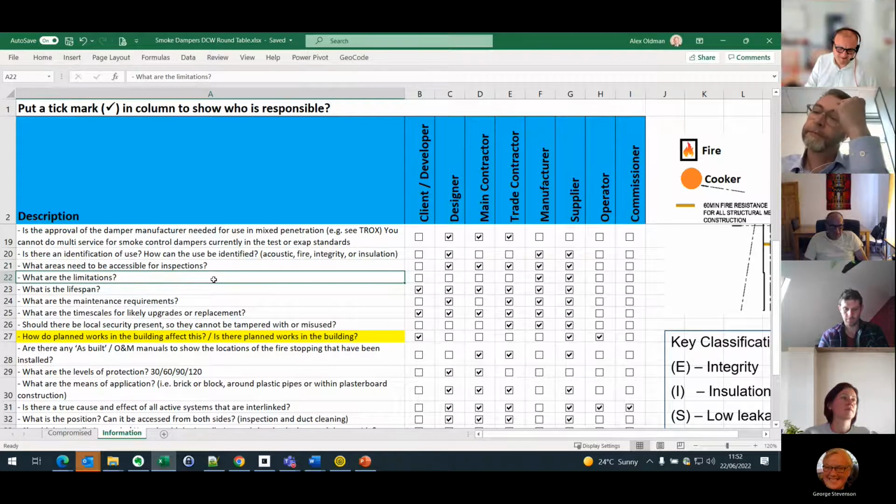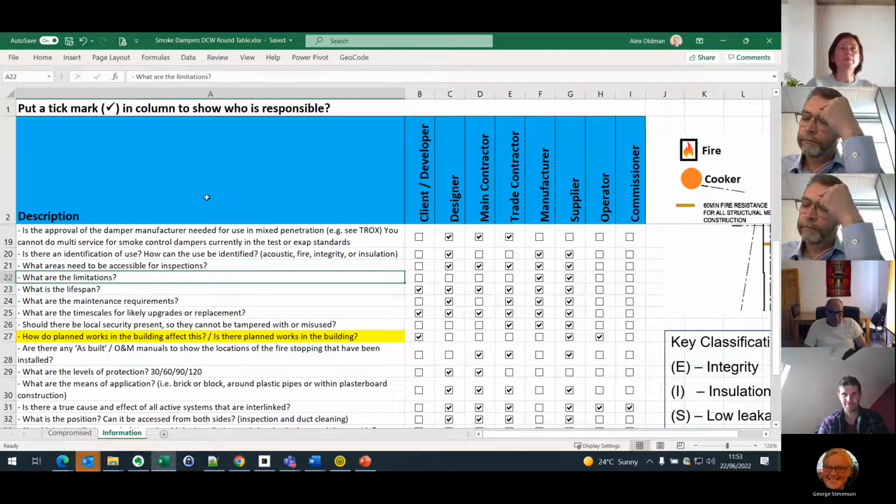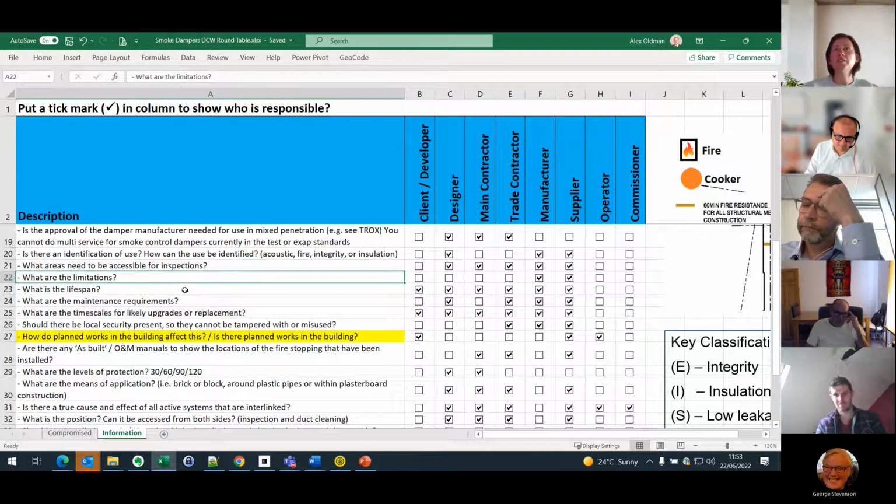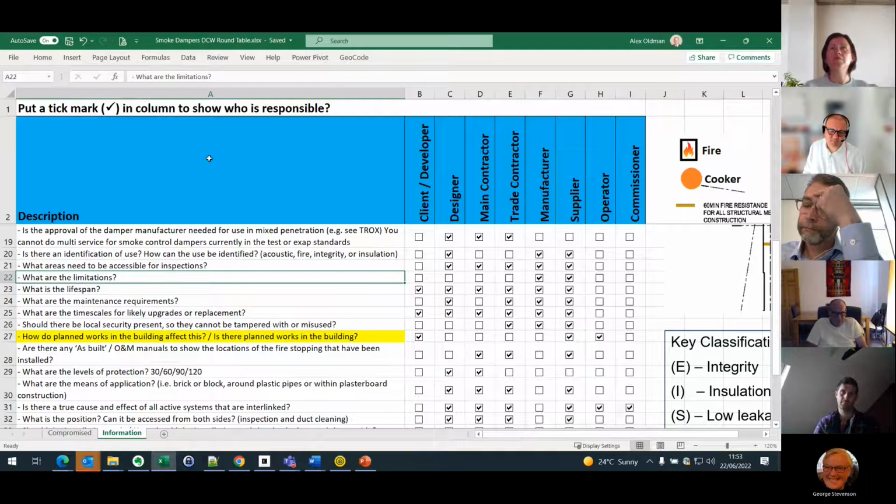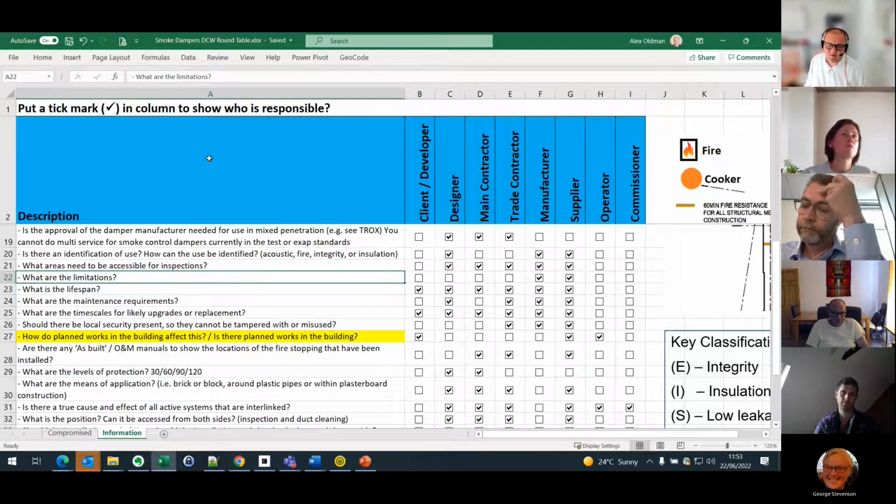What are the limitations? What does that mean? Would that perhaps mean what can impact on the performance of that product? So some limitations, if it cannot be installed in certain types of buildings maybe, or environments, something like that. Okay, so on the spec, it's not for underwater installation or whatever. Yeah.